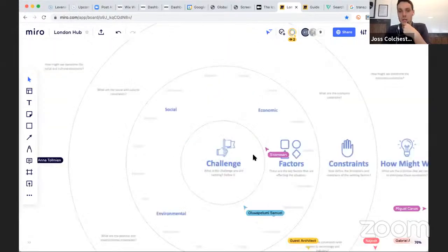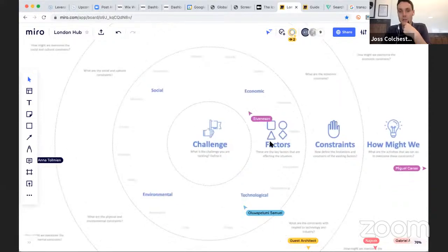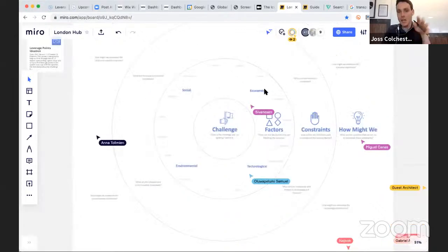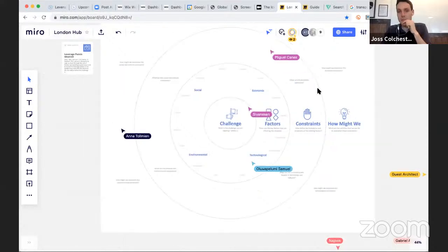And this will be a rapid kind of mapping exercise where we're going to post up our stickies around this challenge that we think are affecting it. And we'll try and draw some connections between them. How do we think they're maybe, are they intersecting? Are they affecting each other? So it's essentially a very rapid kind of mapping exercise.